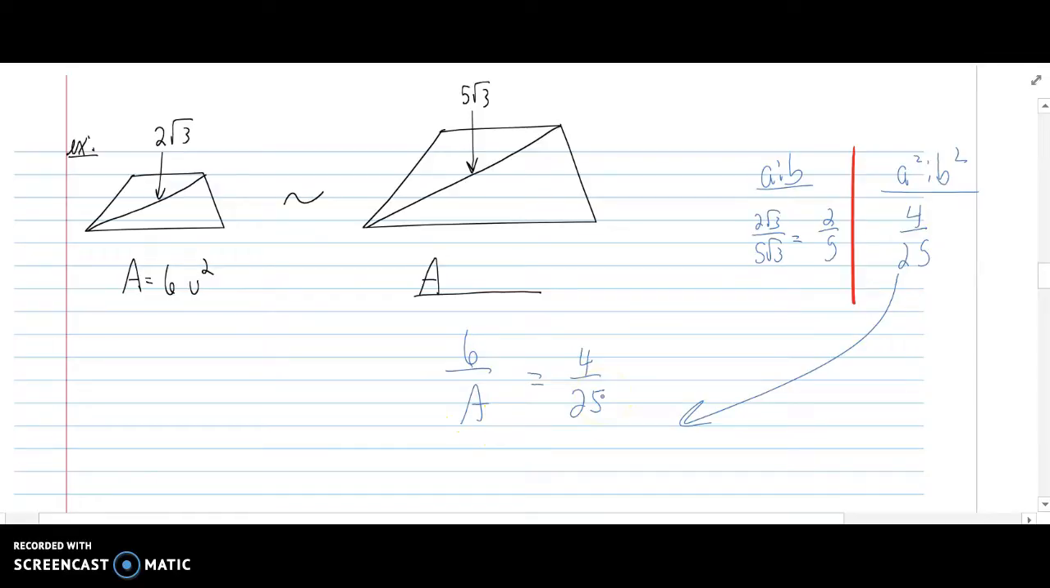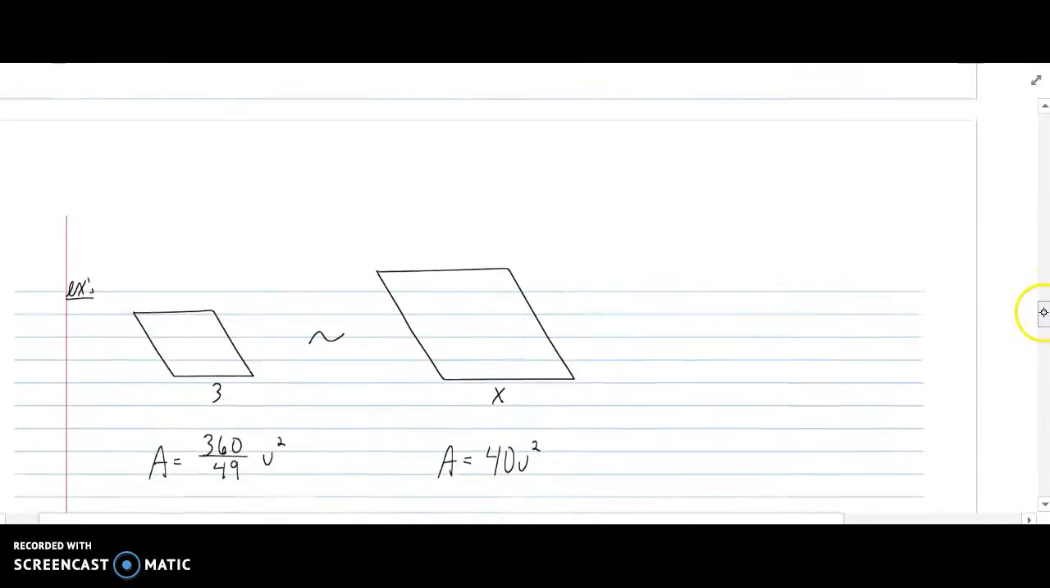Now we can cross multiply. So 25 times 6 is equal to 4A. And we get that the area for this bigger one is exactly 37.5 units squared. We couldn't calculate the area directly, but we can use these ratios to help establish it.